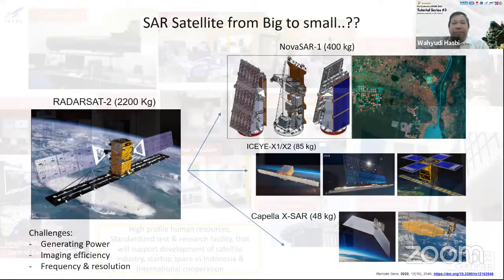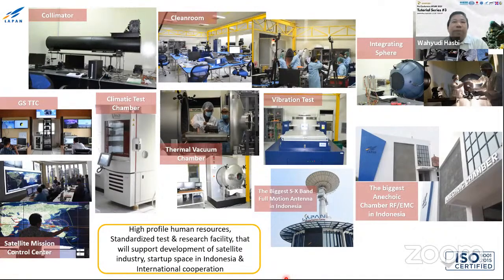Okay, so this is maybe almost the last of my slides. In Indonesia, I would like to share with all of you that we have all the facilities right now to develop small satellites, let's say up to the 300 kilogram class. We have a clean room here, a 100,000 class clean room. And we also have several facilities like a thermal vacuum chamber to test the space environment for all the subsystems in the satellite, and also a climatic test chamber and vibration test here.